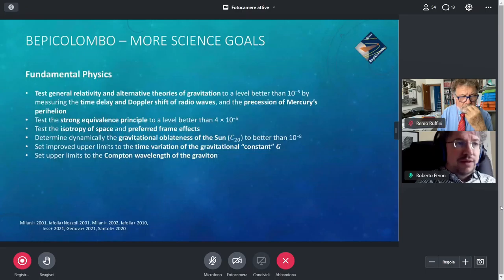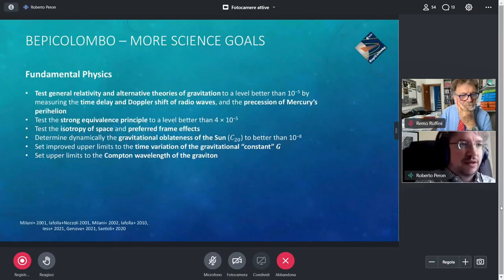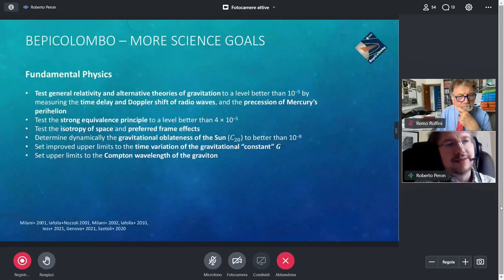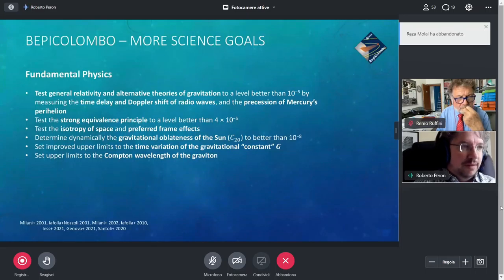Fundamental physics has several different results we hope to obtain. First of all, testing general relativity to a level better than 10 to the minus 5 by measuring precisely the orbit of Mercury around the Sun, and by doing a replica of the famous test of Mercury perihelion precession. Then other tests could be performed.